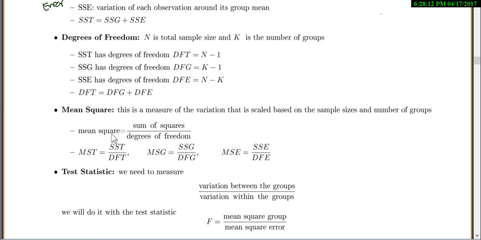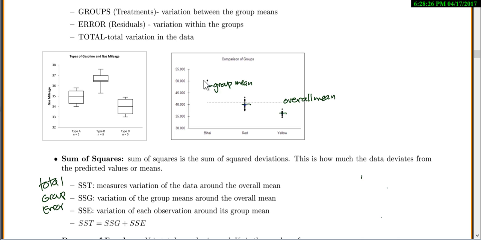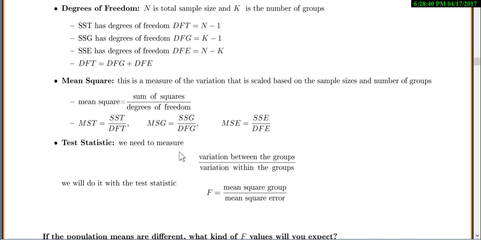Mean square basically measures the same thing as sum of squares, but we're going to scale it based on our sample sizes and number of groups. Because if you have really big samples, you'd expect to have more variation. If you're truly taking each value minus the mean and squaring it, so the positives and negatives don't cancel each other out, then the more values you have, the bigger that sum of squares gets. And so you have to scale it based on the sample size. For mean square, you always just take the sum of squares divided by its degrees of freedom. So the mean square for total would be the sum of squares of total divided by degrees of freedom for the total.